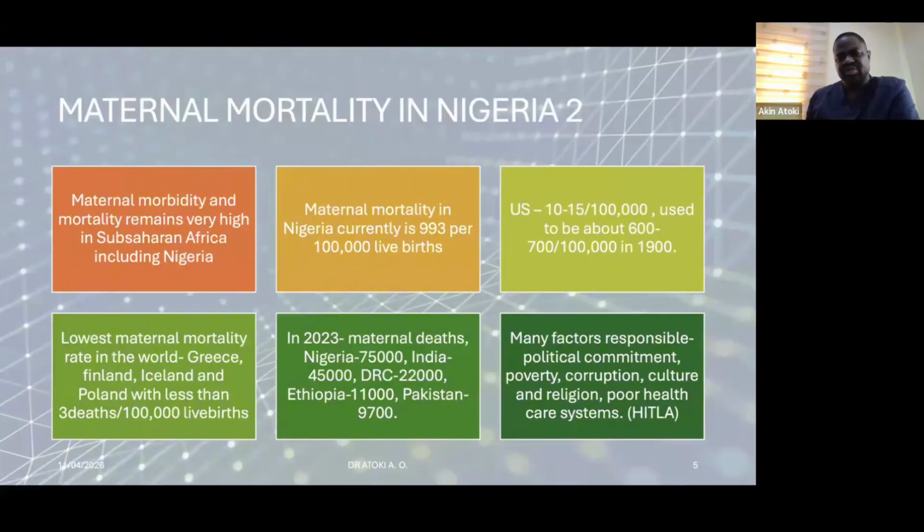Hypertension, hypertensive disorders of pregnancy, preeclampsia, eclampsia, and so on. Infection, sepsis, is another common cause of maternal mortality. Obstructed labor, abortions, and anemia in pregnancy. These are among the commonest reasons why people die in pregnancy. And if we're going to prevent deaths in pregnancy, we're going to be looking at ways to prevent these 5 major causes of maternal mortality.